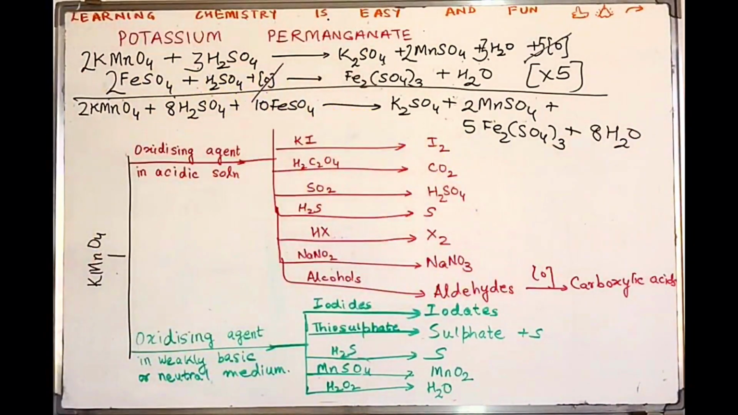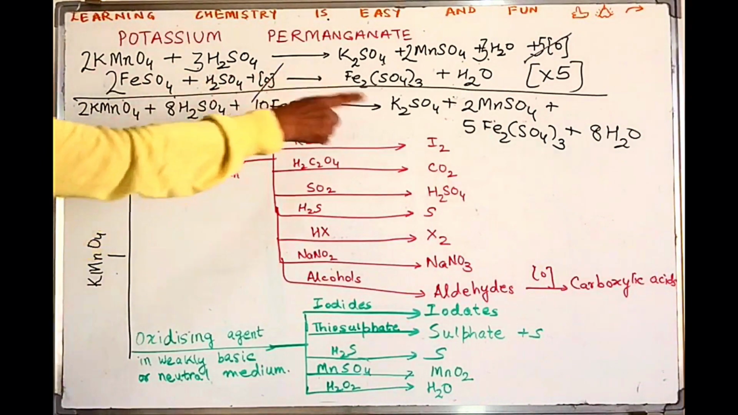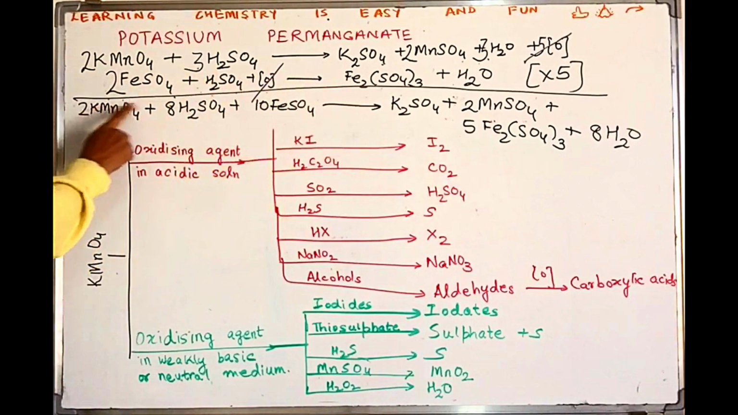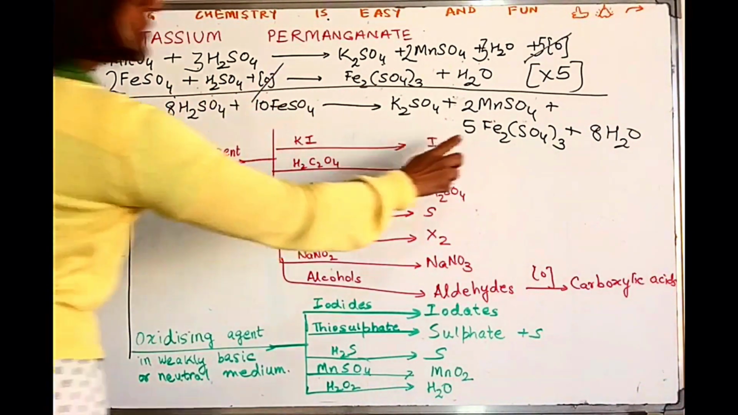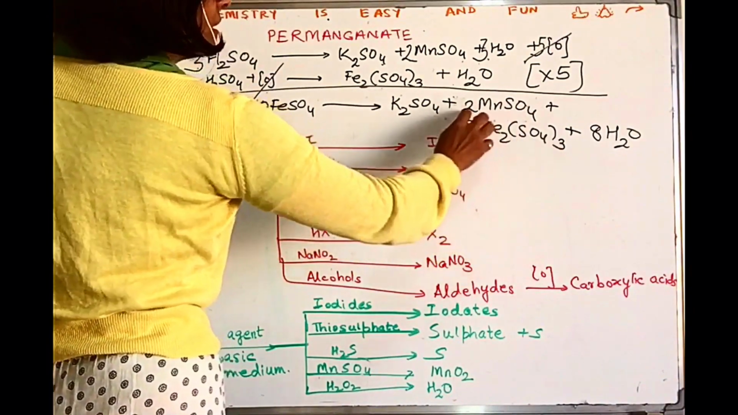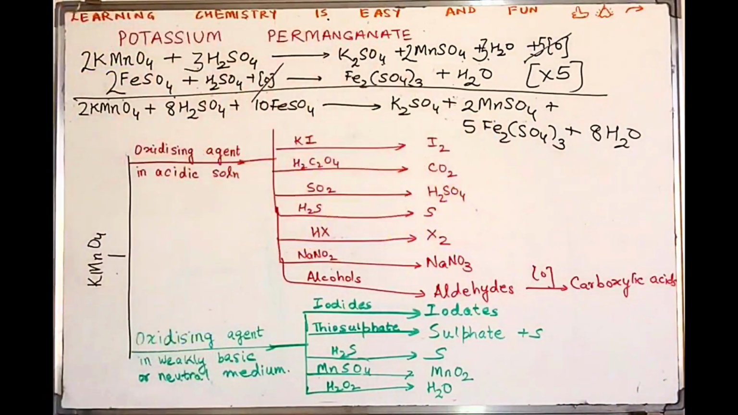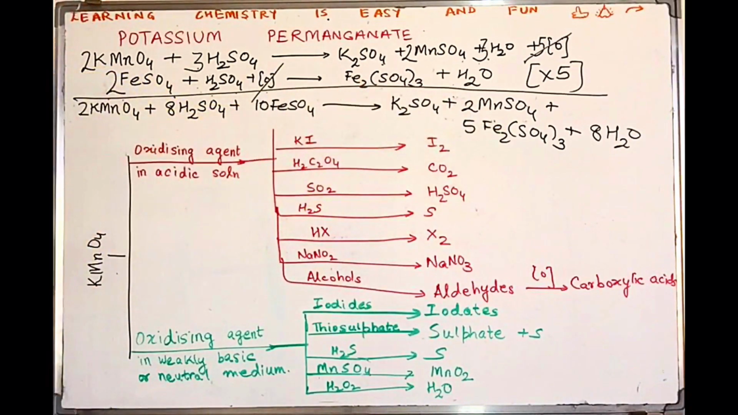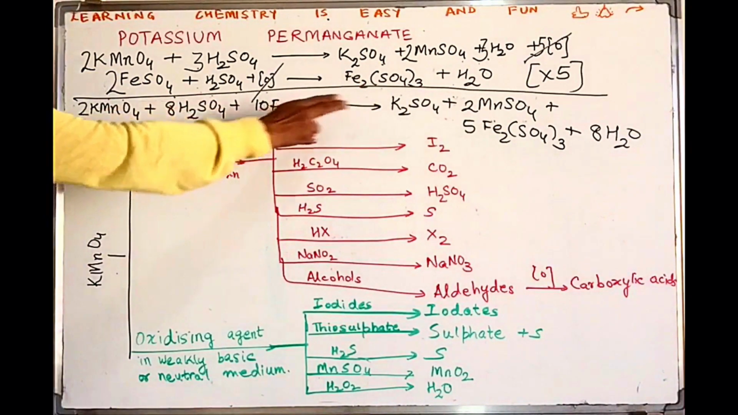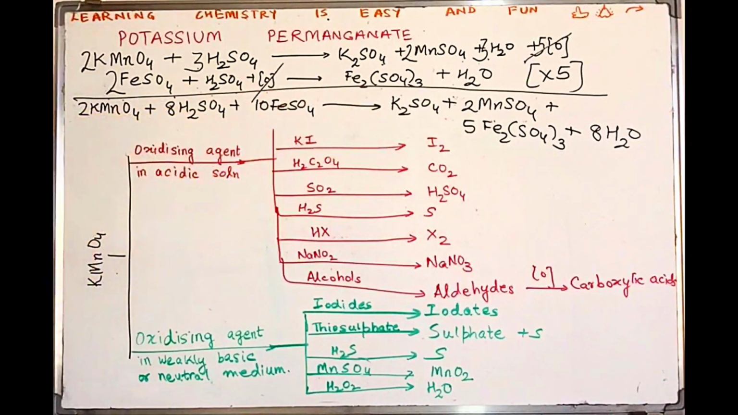So let us see if our final equation is correct. So 2 potassium, 2 potassium, 2 manganese, 2 manganese. Of the sulfate we've got 8 plus 10, 18. So we've got 5 times 3, 15, 16, 17 and 18 sulfate. Hydrogen 8 times 2, 16. Iron 10, iron 10. Well done. Are you able to relate to this?